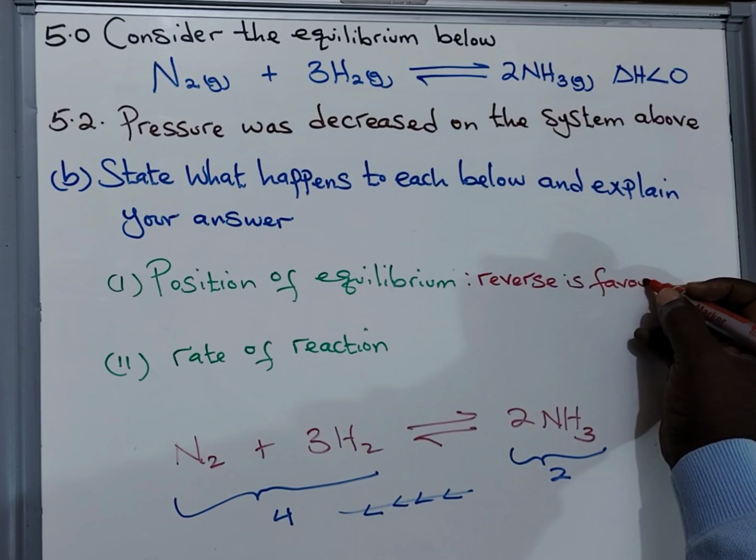So we go to the next question. Rate of reaction. To answer this question, you need to go back to the topic rate of reaction, and you'll understand that pressure happens to be one of the 6 factors which affect rate of reaction. An increase in pressure increases rate of reaction, and a decrease in pressure decreases rate of reaction. So this is a decrease in pressure. What happens to the rate? It will decrease.